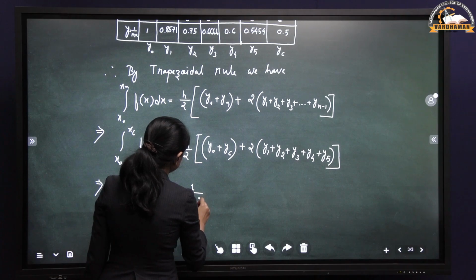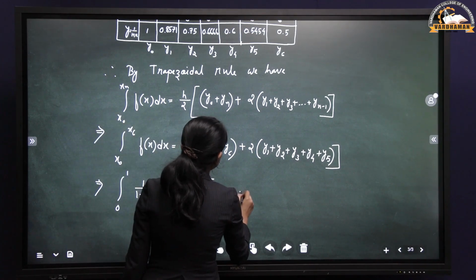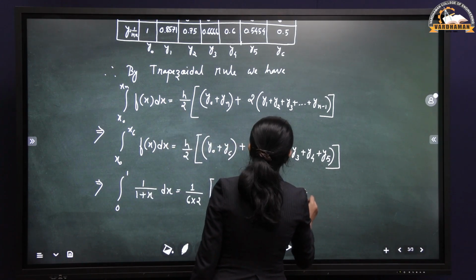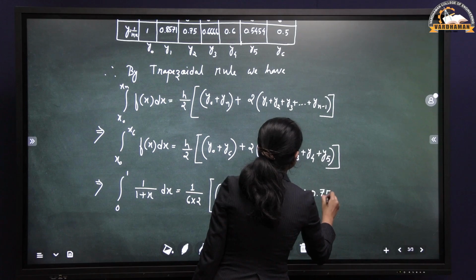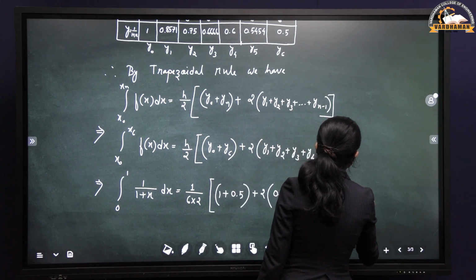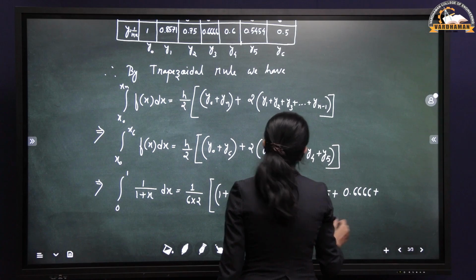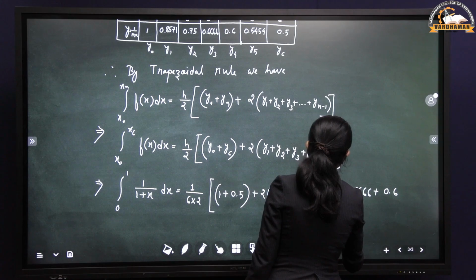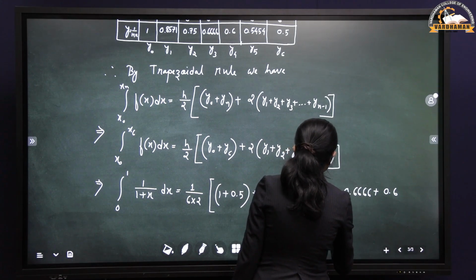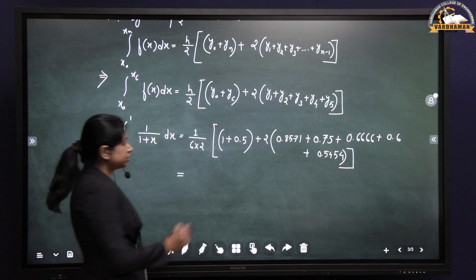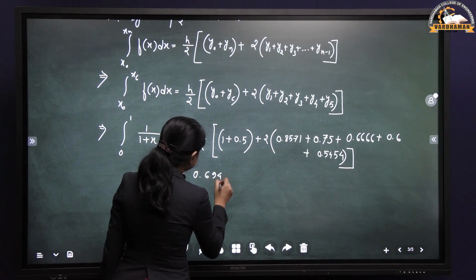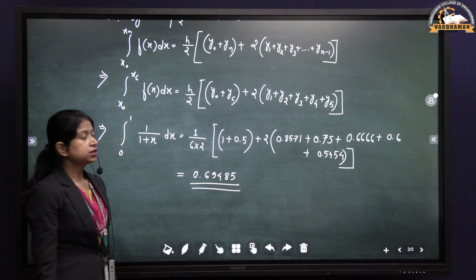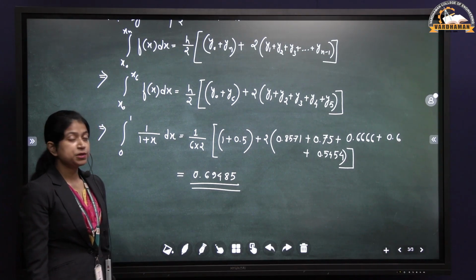h is 1 by 6 into 2, y0 is 1, y6 is 0.5 plus 2 into, what is y1? 0.8571 plus y2 is 0.75 plus y3 is 0.6666 plus y4 is 0.6 plus y5 is 0.5454. Now if you calculate this in calculator, you will get 0.69485, which is the required answer, and this is how we need to evaluate the integration using trapezoidal rule. Thank you.